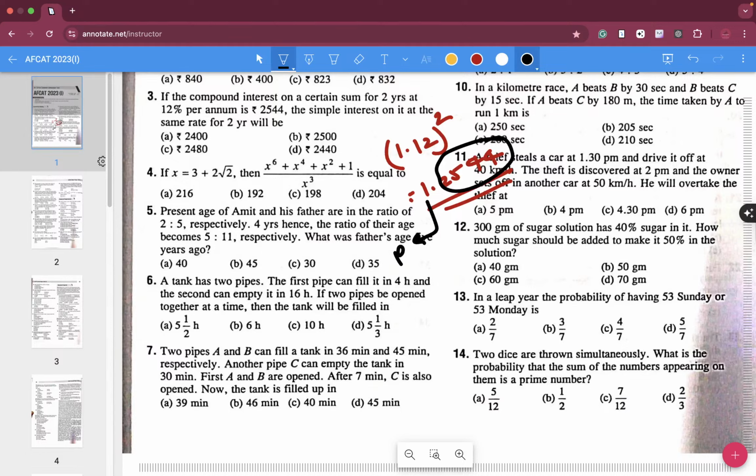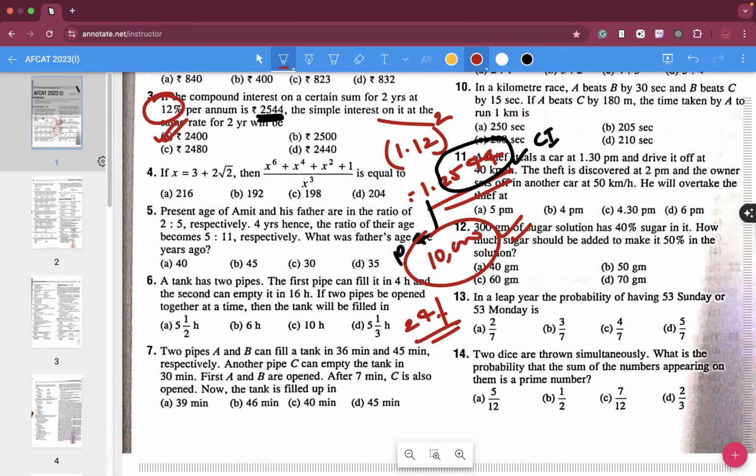So over here 2544 is your compound interest. Does it mean that 10,000 is your principal? Isn't it? 10,000 is the principal. Now they are asking what is the simple interest for 2 years. Simple interest will be 24%, and 24% of 10,000 will be 2,400. So over here A is going to be the answer.